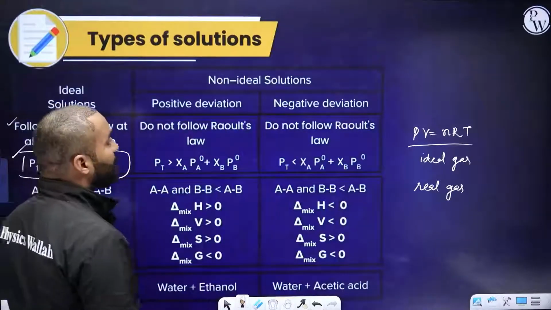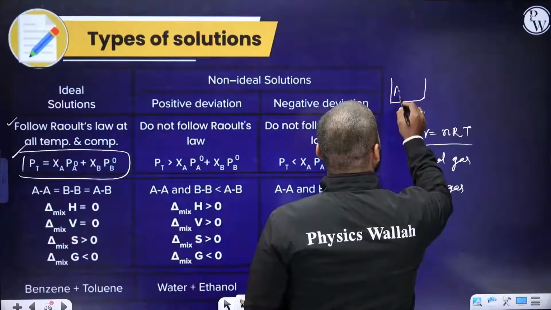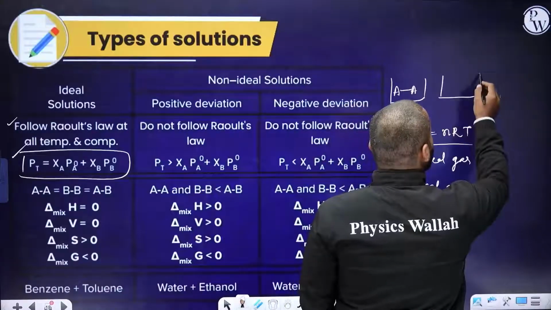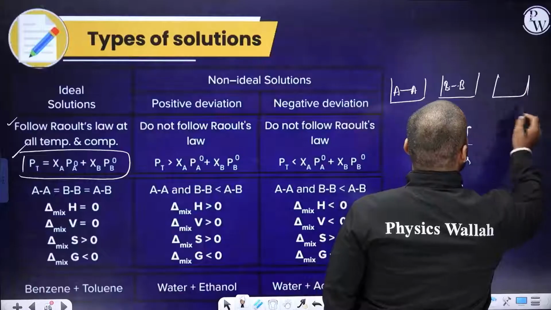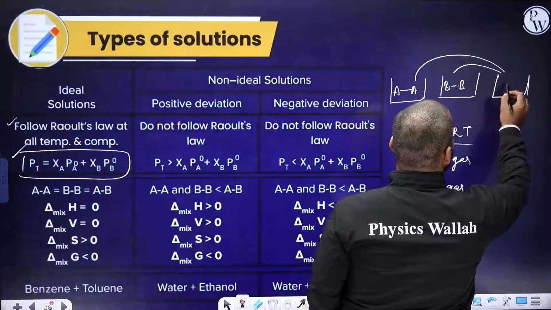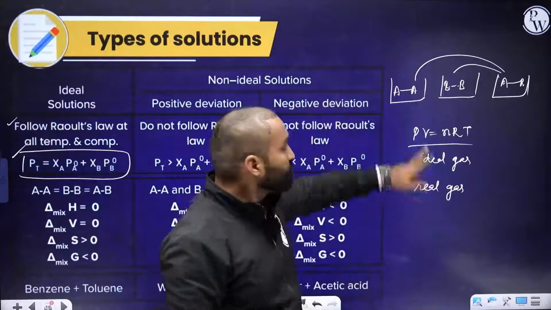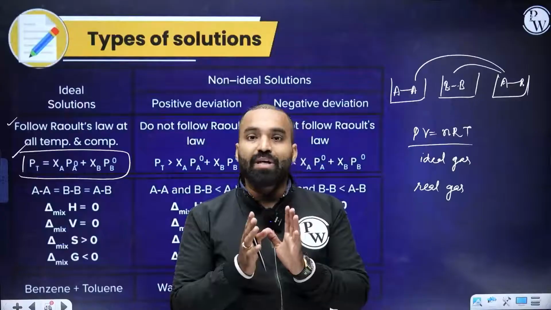Suppose I have a component A present in the medium and then component B is also present. So A and A, this is not a bond, A and A are interacting with each other. B and B will also interact with each other. But when I mix these two together, A and B will make interactions. So these are some sort of interactions which are represented. A and A is interacting, B and B is interacting.